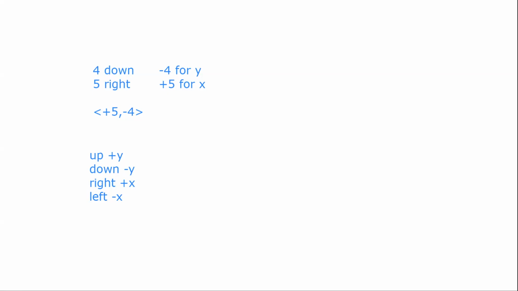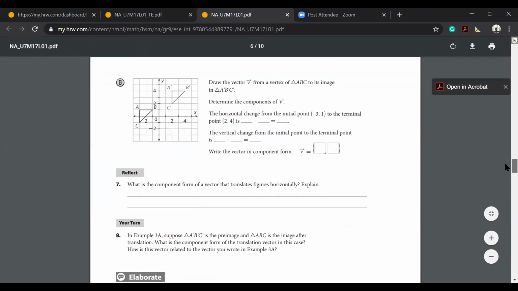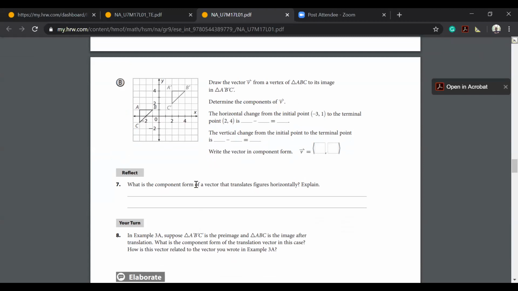Okay, let's think about question 7, reflect, because it's important. What is the component form? Remember, the component form thing is this thing. This is called the component form. When you are asked about the component form, this is the component form, okay? What is the component form of a vector that translates figures horizontally?